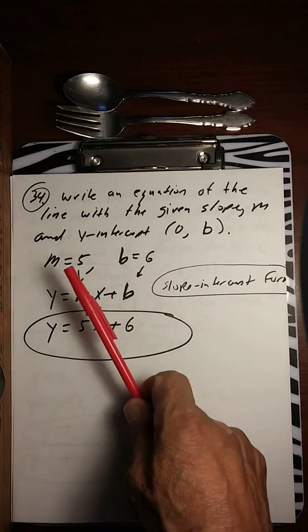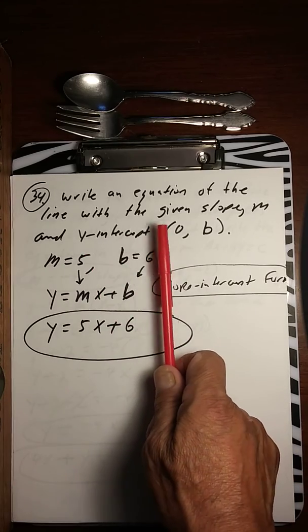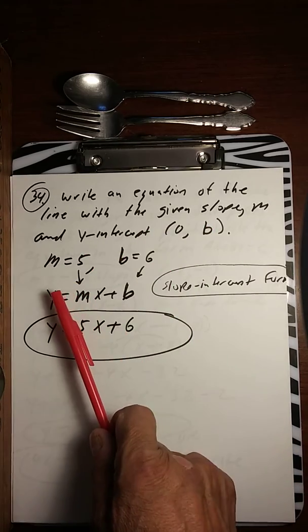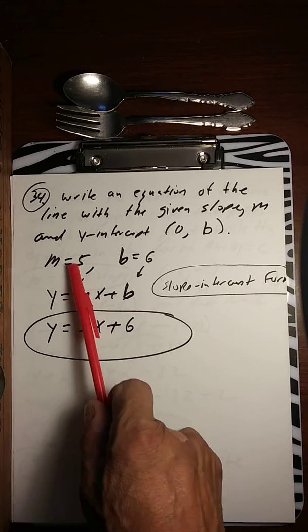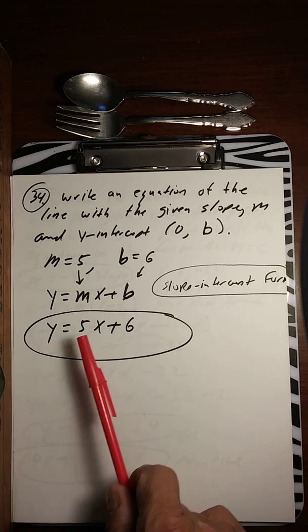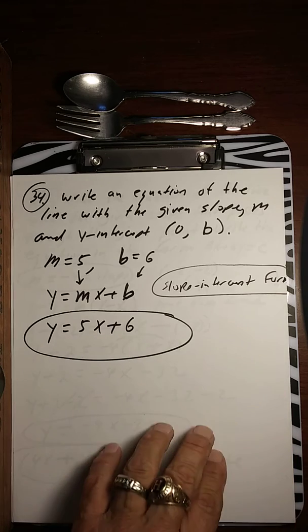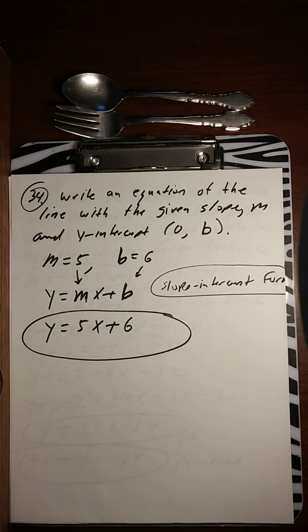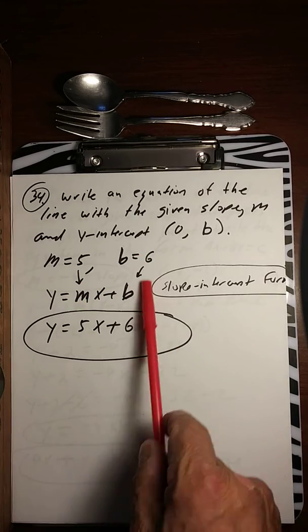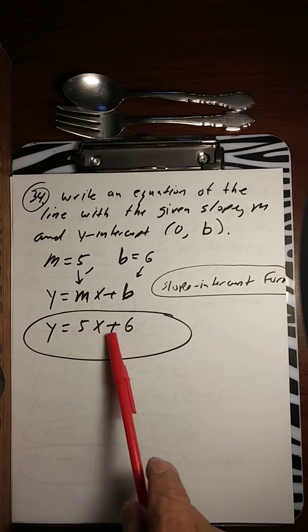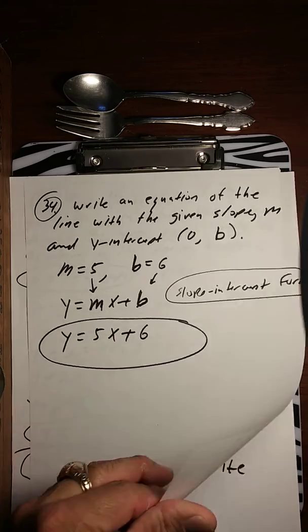Write the equation of a line that has a given slope and y-intercept. So m is this. b is this. y equals mx plus b. This is m. This is b, so y equals 5x plus 6. And then we're done with that. Alright, so m, b, so y equals mx plus b, 5x plus 6, slope intercept form.